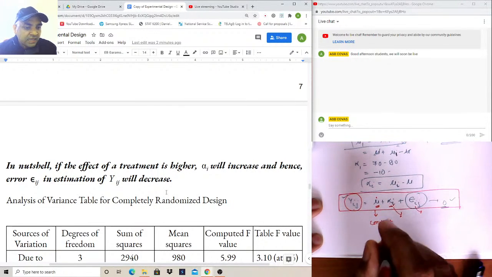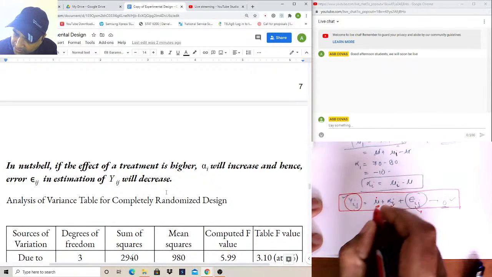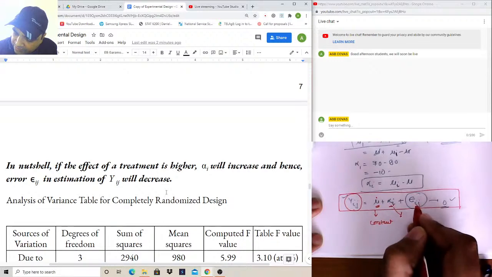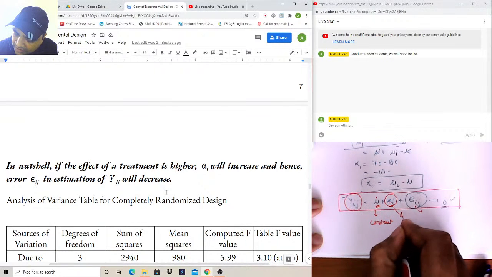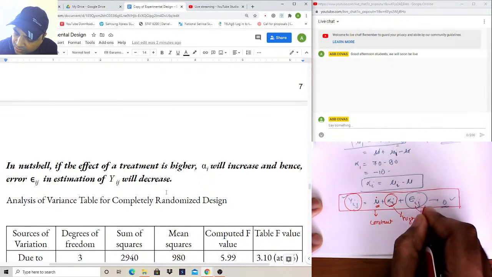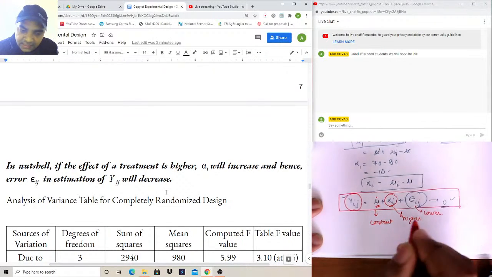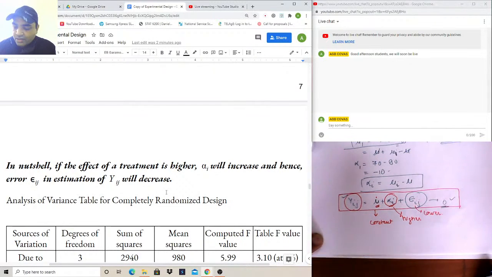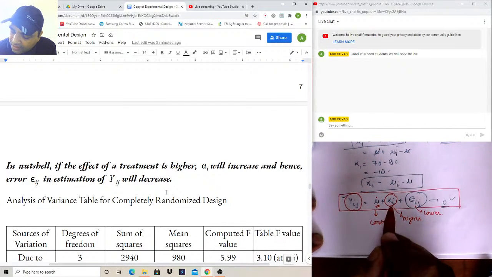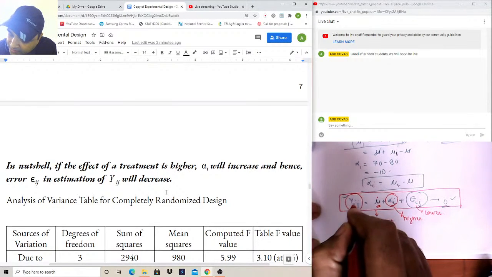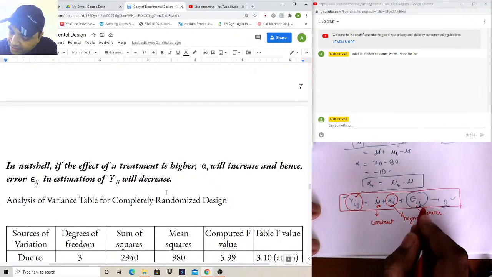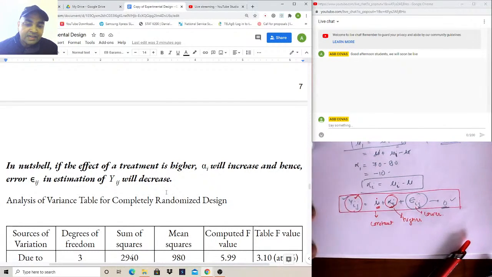So in a nutshell, if the effect of treatment is higher, say for example this is estimated with these three values, this is constant, if this value is higher, this will automatically give lower eij. Whatever cause we are telling, say for example here we were using fertilizer, if because of this alpha is higher, the error in estimation of our yield will be lesser, which will be reflected in our ANOVA.